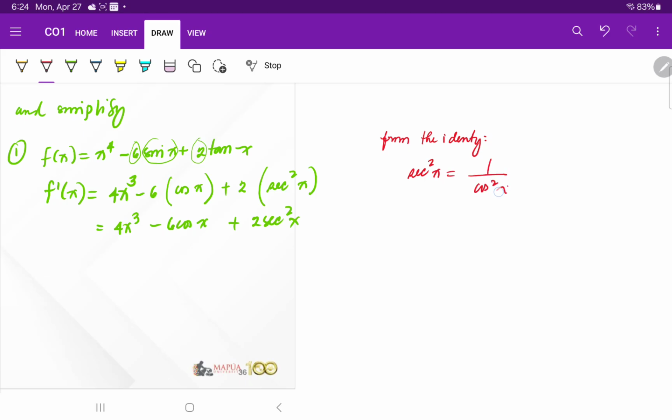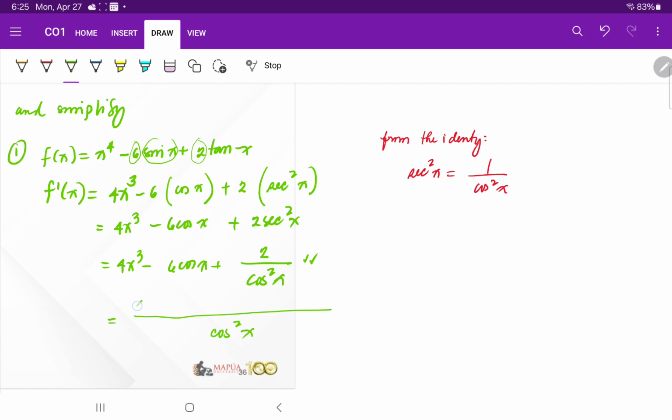1 over cosine square x. So we write this as 4x cubed minus 6 cosine x plus 2 over cosine square x. By using the identity secant square x is 1 over cosine square x, we're able to change this into one function only, cosine. And then we get the least common denominator. What's our least common denominator here? It's cosine square x.